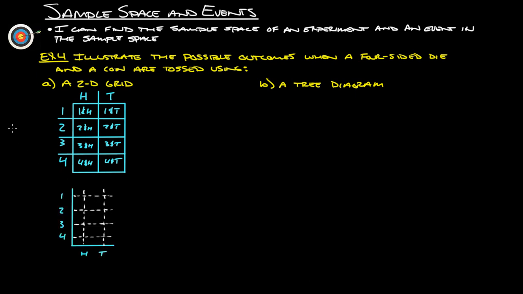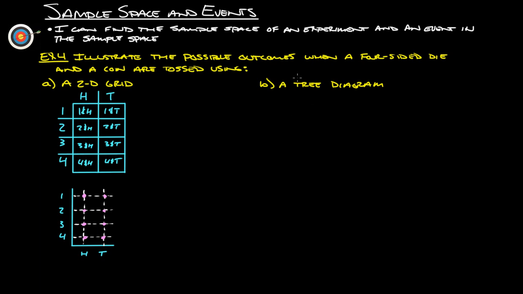Okay, so here's truly what a two-dimensional grid looks like. So this point right here would be 1 in heads. This would be 1 in tails, 2 in heads, 2 in tails, 3 in heads, 3 in tails, 4 in heads, 4 in tails. Okay, so that's truly the two-dimensional grid, but a table here would work just as well. All right, now we're going to do this showing a tree diagram.